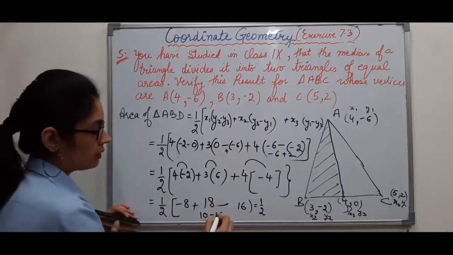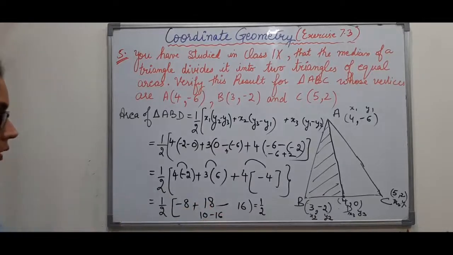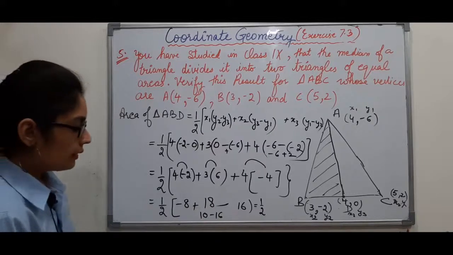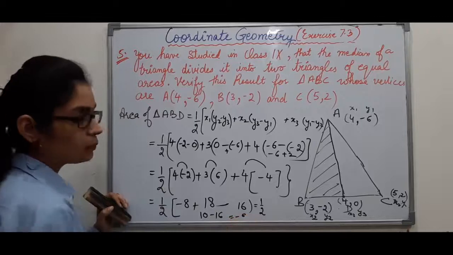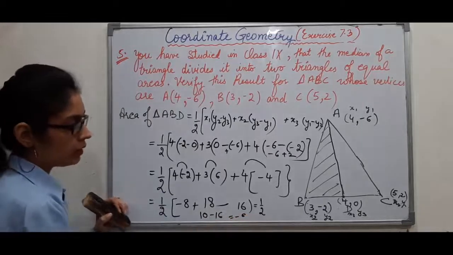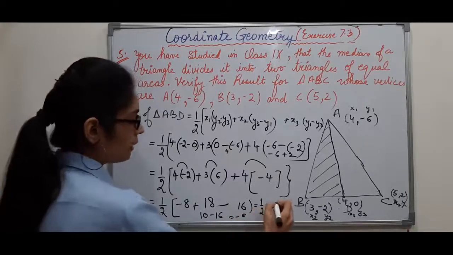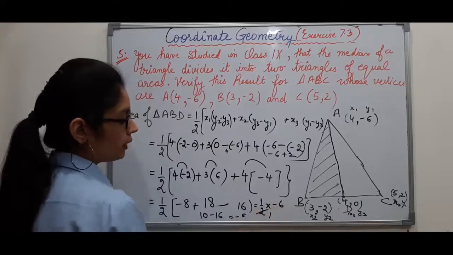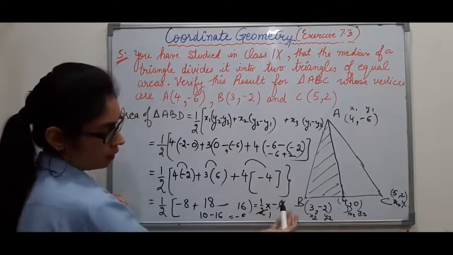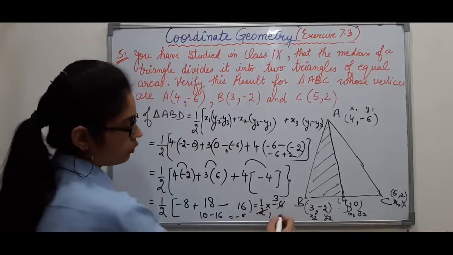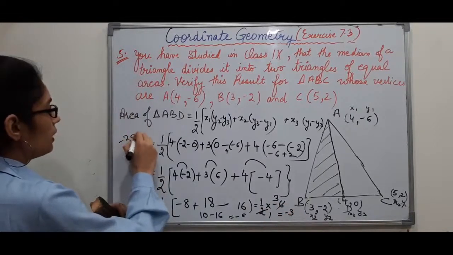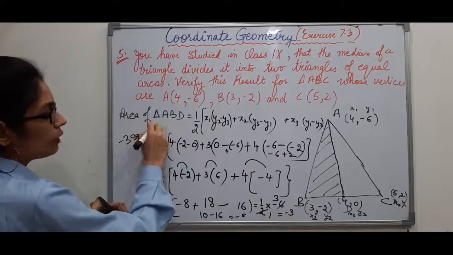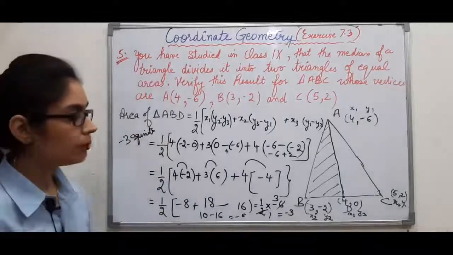So 10 minus 16, 10 minus 16 it will be minus 6, because plus minus is minus with the sign of the bigger number. So 1 by 2 into minus 6, 2 into 1 is 2 and 2 into 3 is 6. So we got minus 3. So minus 3 square units we can write. Only 3 square units we can write, because area cannot be negative.